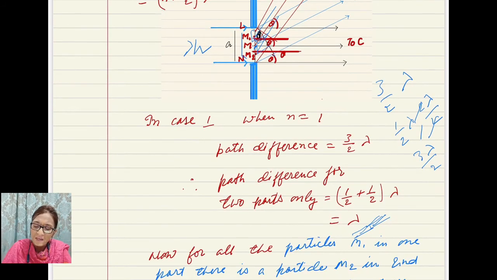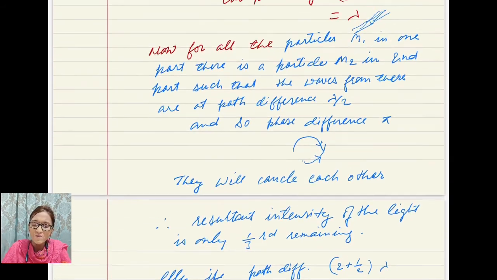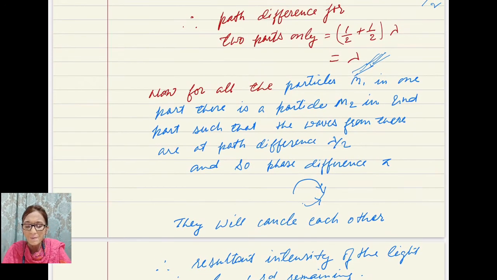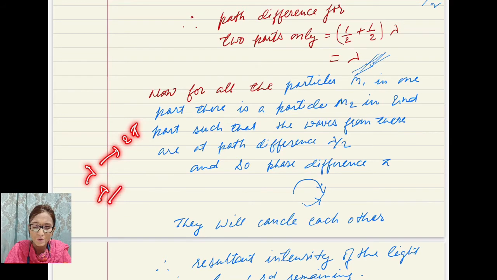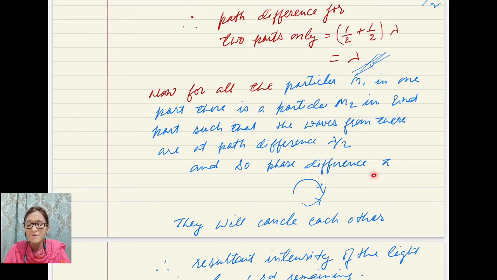Okay. So the path difference for the two particles is lambda by 2, and so you will find that the phase difference becomes equal to pi. By the same formula, lambda tends to 2 pi, and then lambda by 2 tends to pi only. So the phase difference is pi. One wave is coming in the downward direction, another wave is in phase in the upward direction. They will cancel each other.